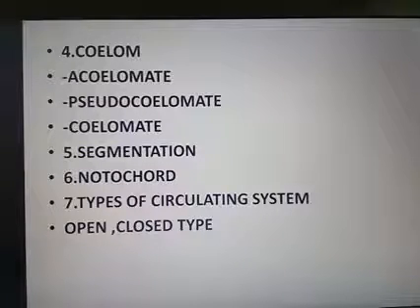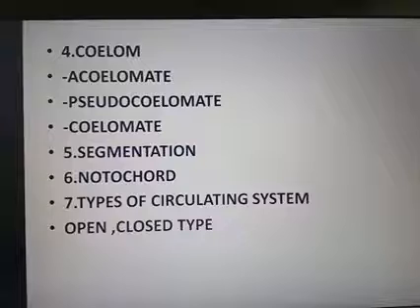Pseudocoelom: the space between the digestive tract and the body wall encloses a cavity. They have the cavity but it is not lined by mesoderm. What is the correct definition of coelom? Coelom is a mesodermally lined cavity seen between the body wall and the digestive tract. In the case of pseudocoelomates, a cavity is there, but it is not lined by mesoderm. That's why it is a pseudocoelom.